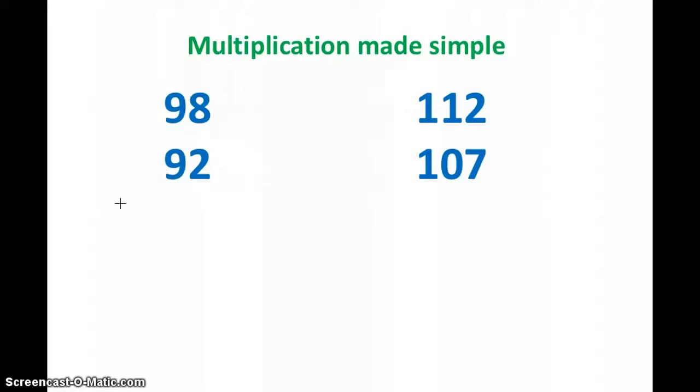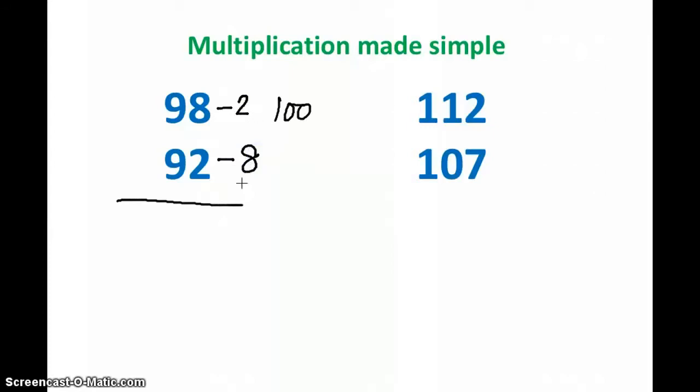The very first step is that we need to find out what these numbers are near to. Very simple, these numbers are near to 100, so we call the base 100. So the first thing to remember here is that our base is 100. Now the next thing is that 98 is how much less than 100? It is 2 less than 100, and 92 is 8 less than 100.